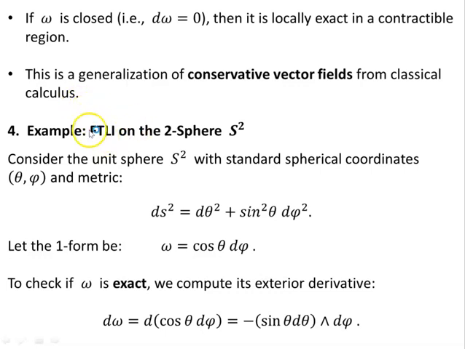So let's have an example of the fundamental theorem of line integrals on the two-sphere, S2. So consider the unit sphere S2 with standard spherical coordinates theta, phi, and a metric given by this. Let's just take, for argument's sake, our one form omega to be cos theta d phi. And to check if omega is exact, we compute its exterior derivative. And we see d omega is d cos theta wedge d phi, which is minus sine theta d theta wedge d phi.